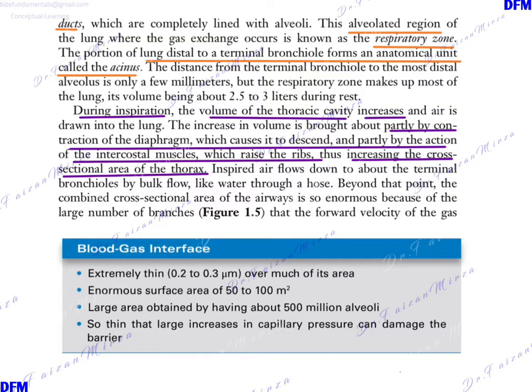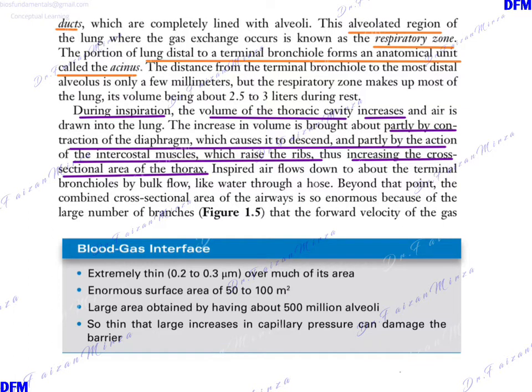During inspiration, the diaphragm pushes down and the ribs are raised upwards and outwards due to the contraction of the intercostal muscles. This is an active process. This needs energy.